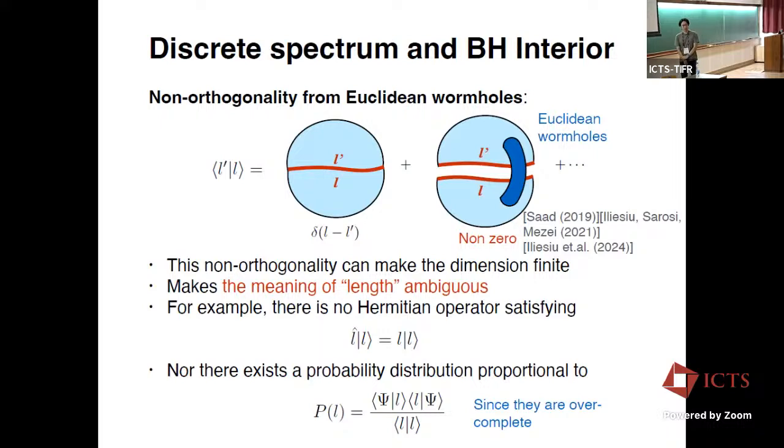And again, this puzzle can be addressed by considering the Euclidean one-folds. Even when the lengths of the geodesics are different, we no longer have orthogonality, but we have a finite non-zero term due to the Euclidean one-fold that connects the two half-disk geometries. Due to this non-orthogonality, it is still consistent to have a finite dimensional Hilbert space with this infinite number of fixed length states.